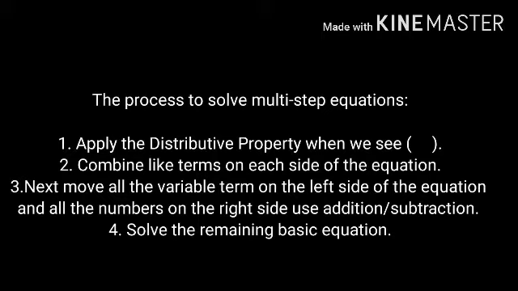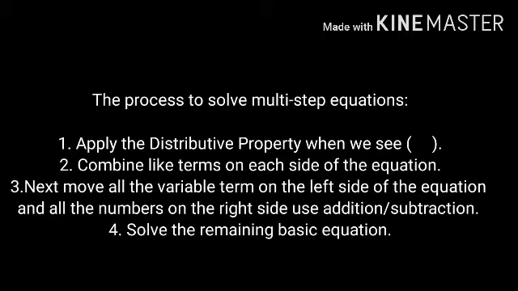This is the general process of multi-step equations. First, apply the distributive property when you see parentheses. Second, combine like terms on each side of the equation. Next, move all the variable terms to the left side of the equation and all the numbers to the right side. Use addition and subtraction. It is important in solving equations to move all the variables to the left side and all the numbers to the right side. And lastly, solve the remaining basic equation.